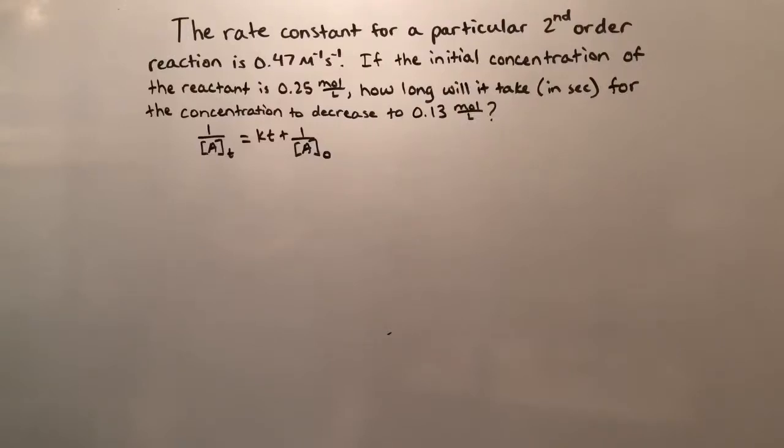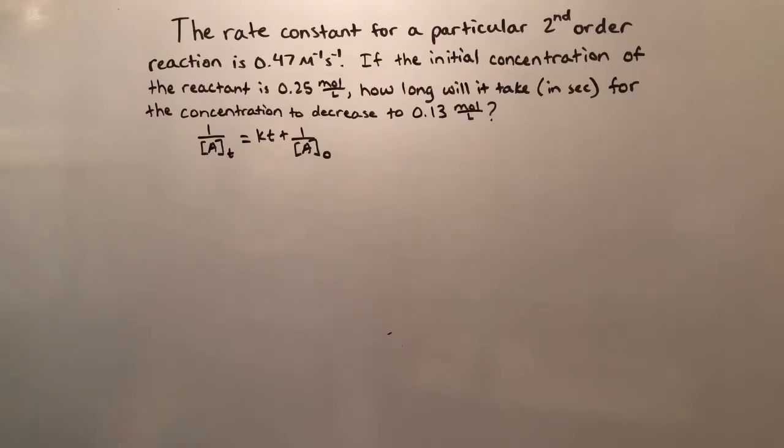Hi everyone, so today we're going to be working on this problem. The rate constant for a particular second order reaction is 0.47 molarity to the negative 1 seconds to the negative 1. If the initial concentration of the reactant is 0.25 moles per liter, how long will it take in seconds for the concentration to decrease to 0.13 moles per liter?